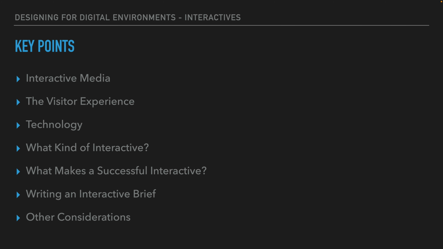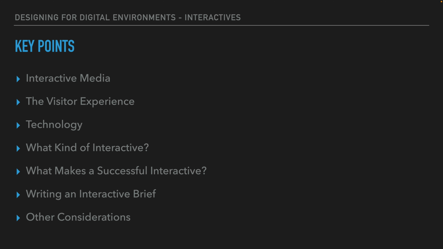So the key points we're going to look at today is we're going to look at interactive media. What exactly is interactive media? What are the types of it? We're going to look at the user experience or the visitor experience. We're going to talk about technologies. What technology is available to us? What kind of interactives are we talking about? What makes a successful interactive? Getting into writing an interactive brief.